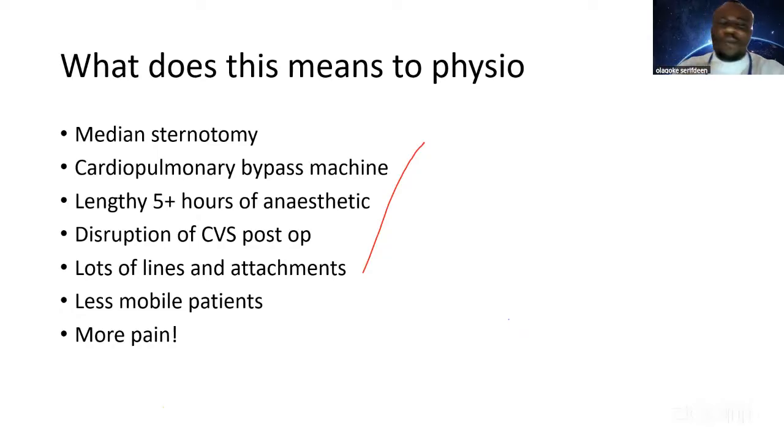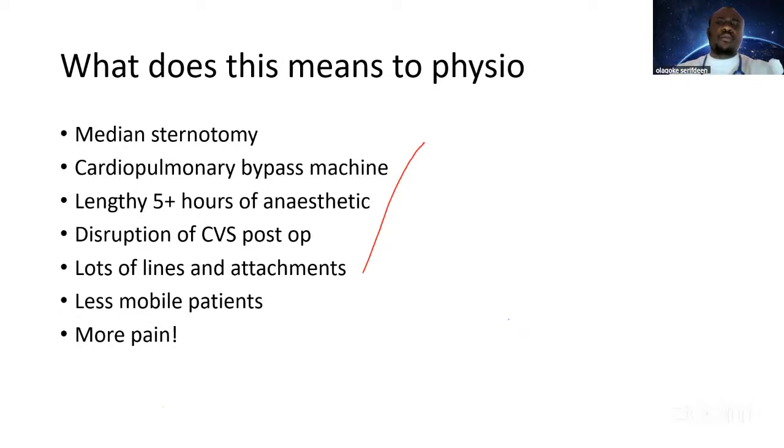All right, less mobile patient. What does that mean to us as physio? You go to their bedside, they are poorly, their blood pressure is just off. You cannot work with their blood pressure, they are on high inotropes. They are on very, very high inotropes, and some might even be on ceilings of inotropes. Some patients might be really, really poorly after their surgery. They can be on high inotropes.